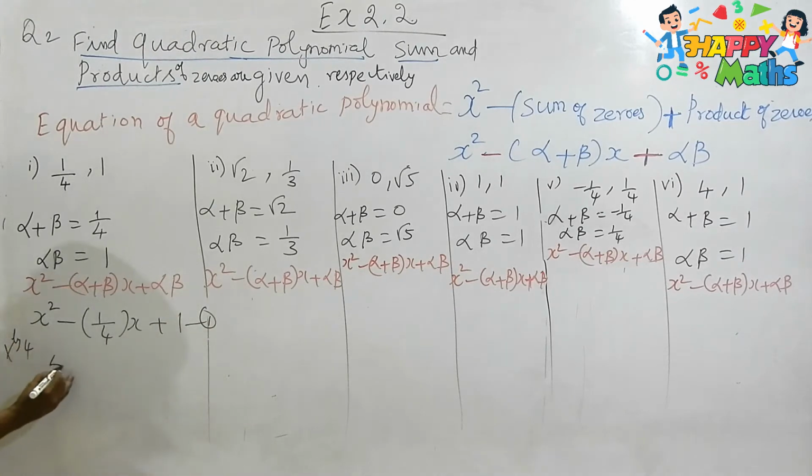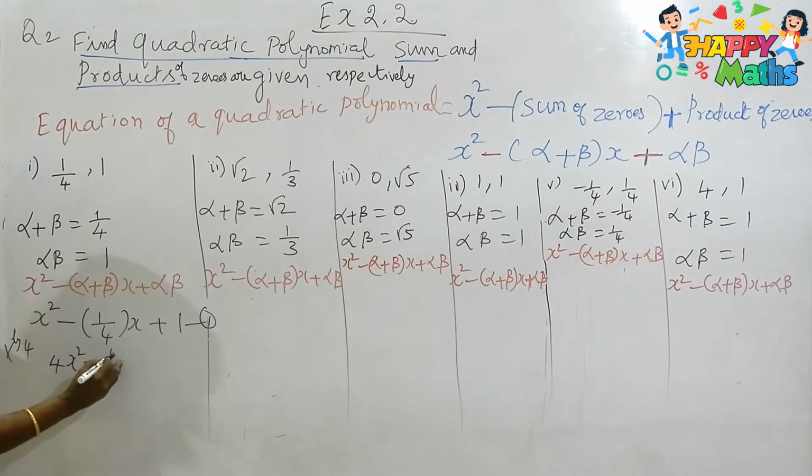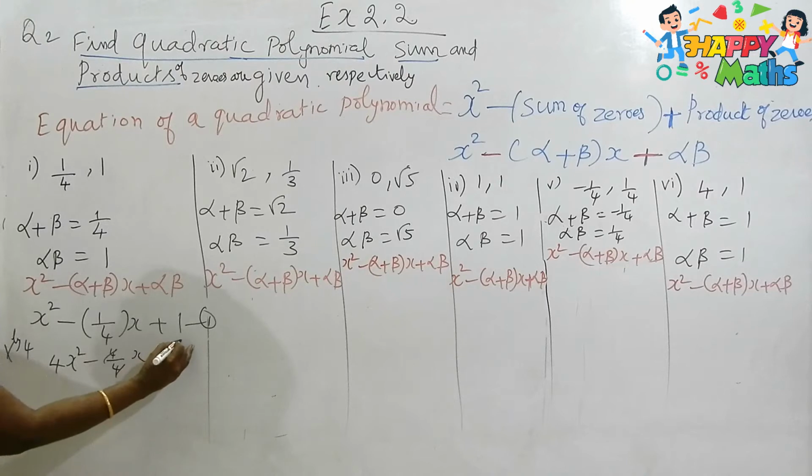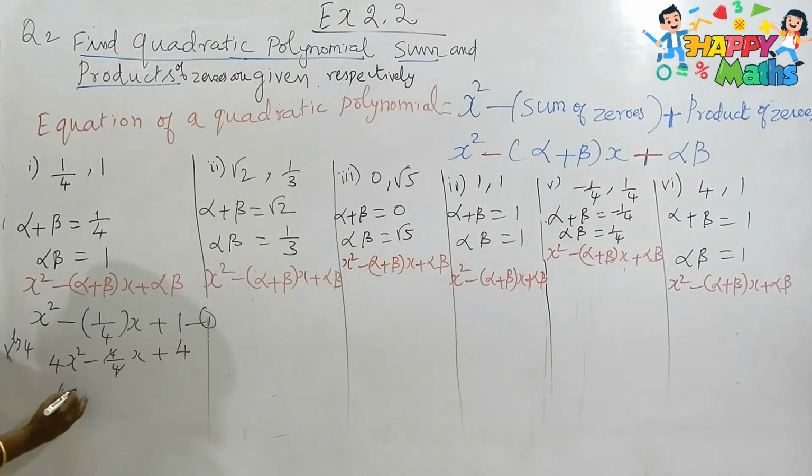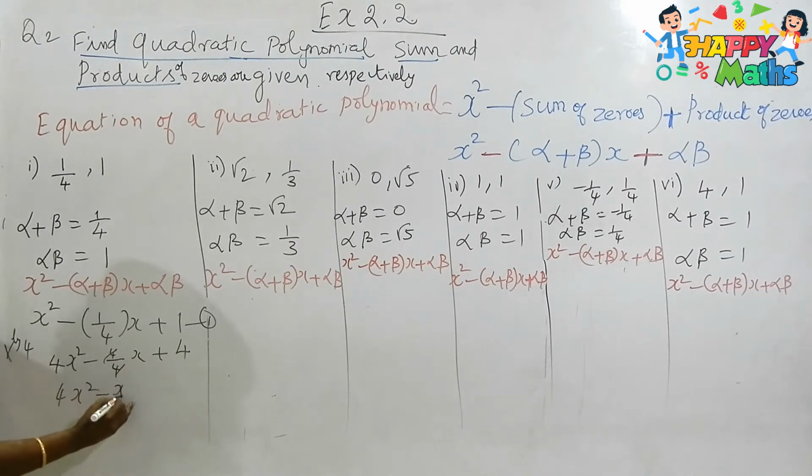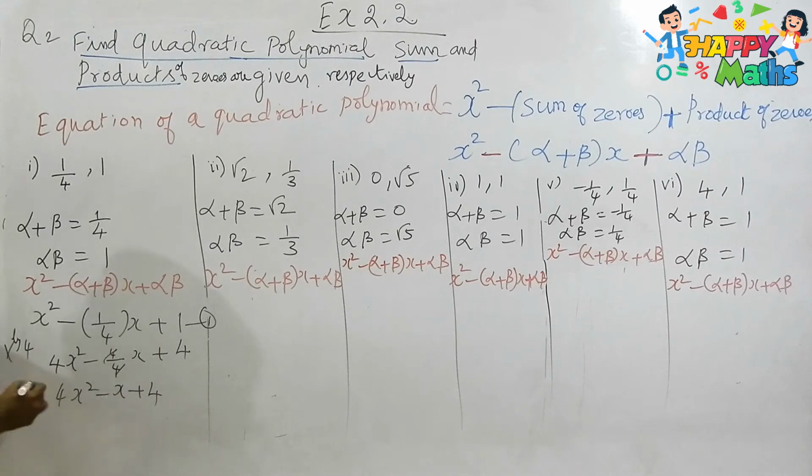So this will become 4x square. This 4 and 4 will be getting cancelled. Yes or no? Because I am multiplying. 4 and 4 will be getting cancelled. This also will become 4. Now my answer is 4x square minus x plus 4. Finished. This is only my answer here.